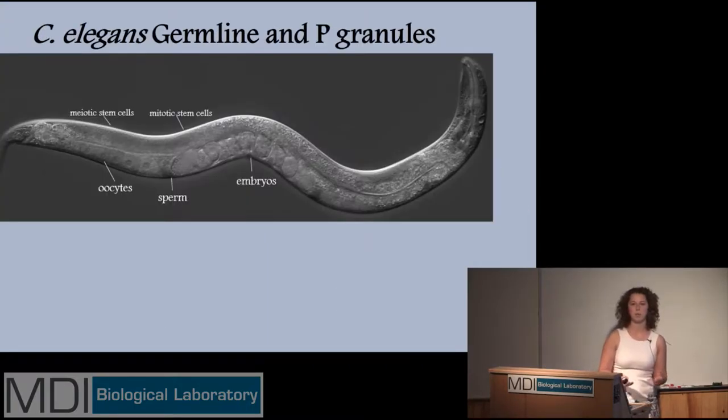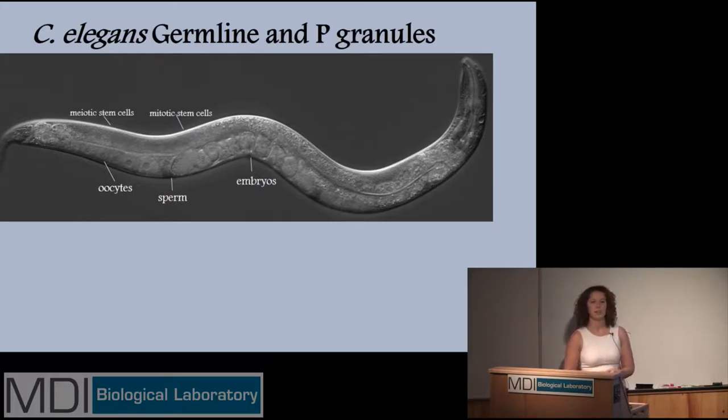So in the Updike lab, we study germ cells in C. elegans. And C. elegans are microscopic nematodes that live in the soil. And we use them for two reasons. The first is that they're transparent, and the second is that they're hermaphroditic. So in one organism, we can trace all of germ cell development by simply looking around this gonad arm.